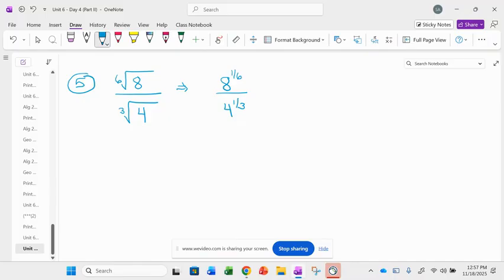Is there a base that I can turn them both into, though? Yeah, what base can I turn them both into? I can't turn them into a 6, no. 2, I can turn them both into 2. So 8 becomes 2 to the 3rd power raised to the 1/6 power. 4 becomes 2 to the 2nd power raised to the 1/3 power. So now I end up with 2 raised to the 3/6 power over 2 to the 2/3 power.